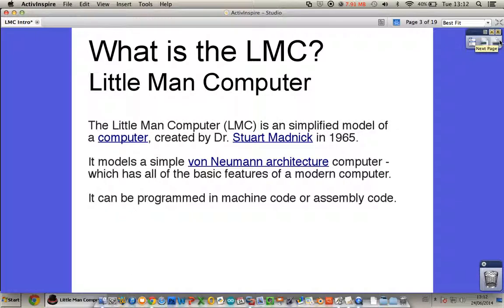So, what is the little man computer? Well, the little man computer is a simplified model of a computer created by Dr. Stuart Madnick in 1965. And it models something called the von Neumann architecture of a computer. Now, this isn't the actual architecture of a modern computer, but it's very similar, and it's very good for teaching the basics of how a computer works. And it can be programmed either in machine code, so that's code the computer can understand, or assembly code, which is essentially what a human can understand.